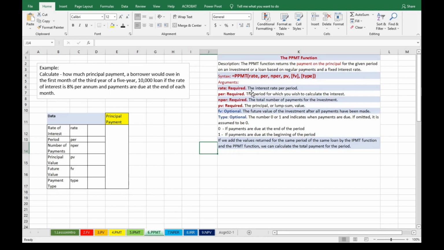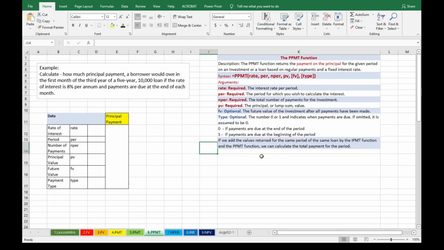So rate is a required argument, it means the interest rate per period. PER is a required argument, it is the period for which we wish to calculate the interest. NPER is a required argument, that is the total number of payments for the investment. PV is also a required argument, this is the principal or lump sum value. Then FV is an optional argument, this is the future value of the investment after all payments have been made. Type is an optional argument, it is 0 or 1. It is 0 if payments are due at the end of the period, and 1 if payments are due at the beginning of the period.